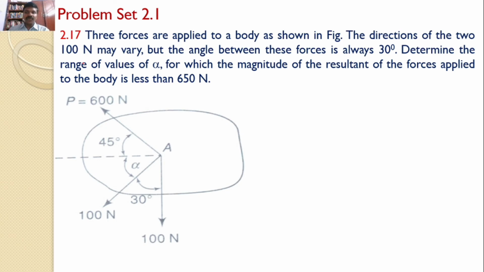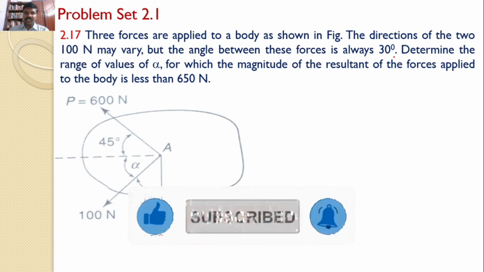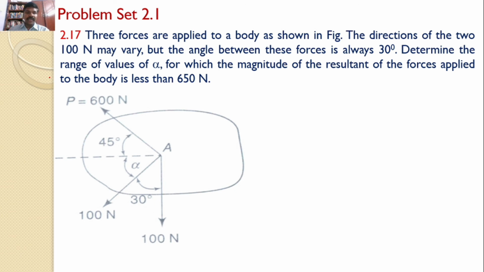Problem number 2.17. Three forces are applied to a body as shown in the figure. The direction of the 200 newtons may vary, but the angle between these forces is always 30 degrees. Determine the range of values of alpha for which the magnitude of the resultant of the forces applied to the body is less than 650 newtons.